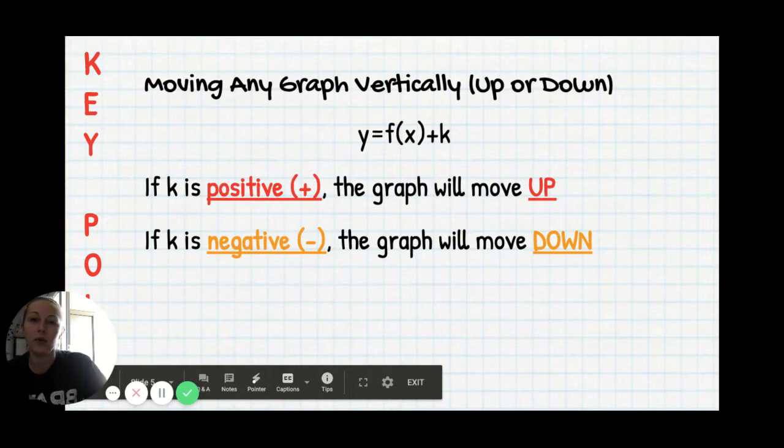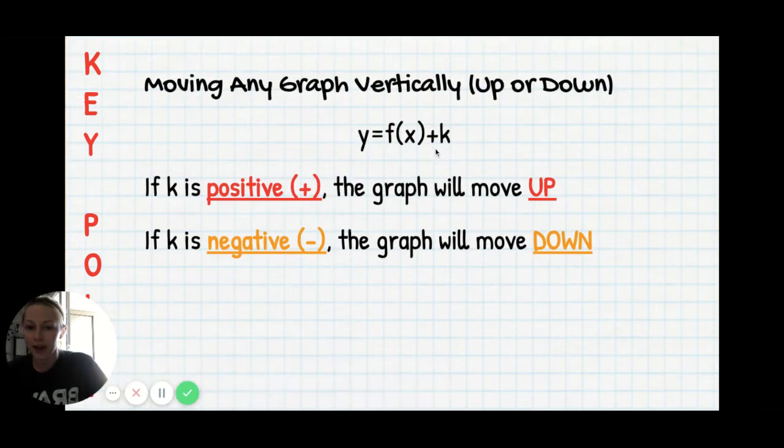Okay, so some key points here. If we're moving our graph vertically, meaning we're going up or down, if k is positive, so if plus k on the outside, your graph's going to go up, however, whatever number that is. So if k was 2, your graph would go up 2. If k was plus 3, your graph would go up 3. Now, on the other side of that, if k is negative, your graph's going to go down. So if it's minus 2, that means your graph is literally going to be picked up and then taken down 2. If it was minus 5 on the outside there, you would literally just take your graph and move it down 5.